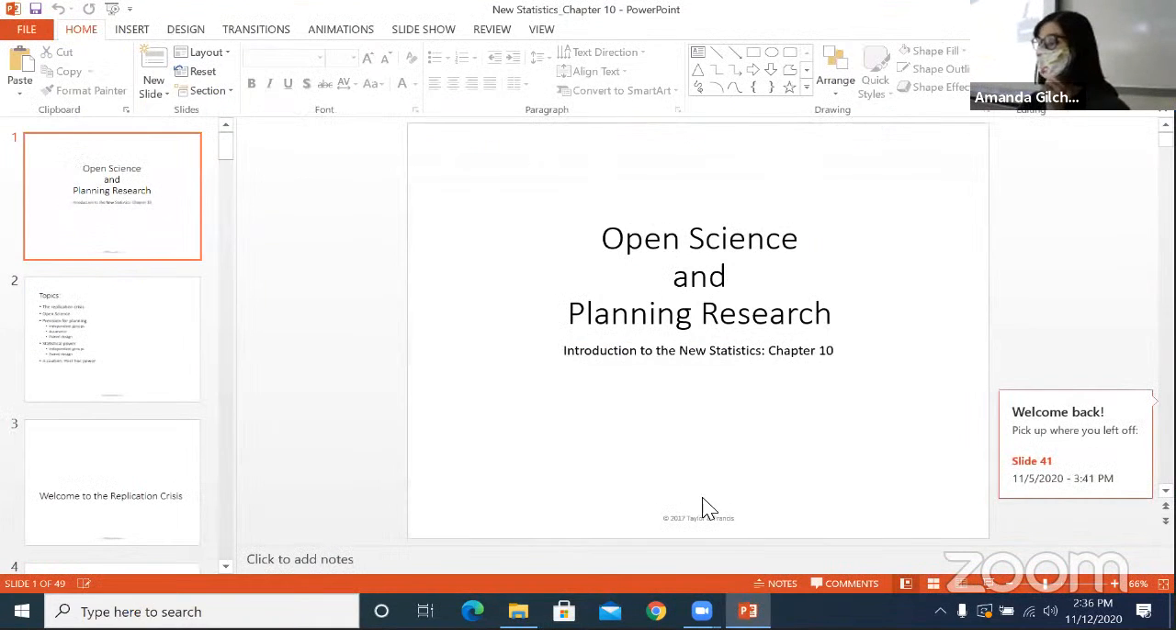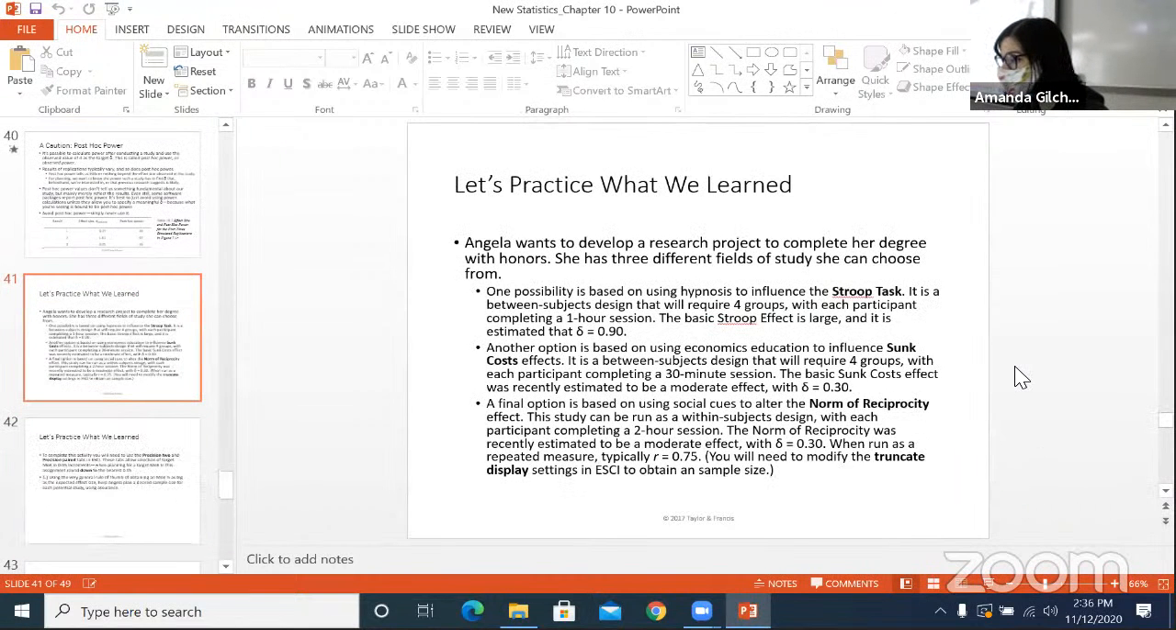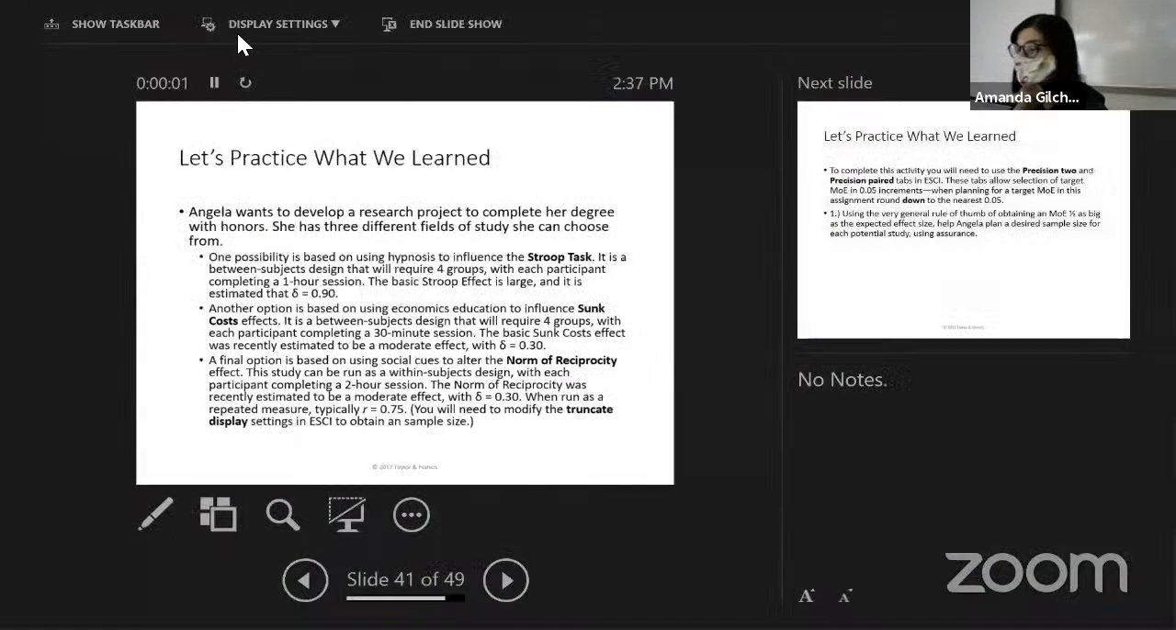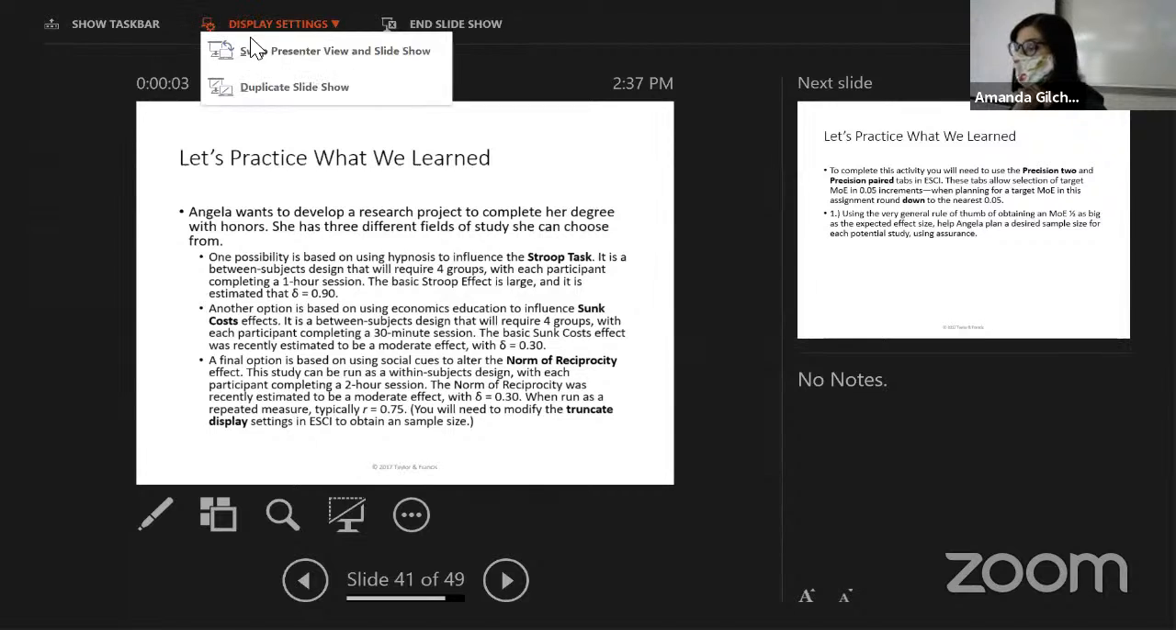So the last time that we were here, we were talking about precision for planning and basically the idea that you have to think very carefully about what kind of study design you want, how many people should be in your study and things like that. So I want to walk through an exercise, so we'll have an opportunity to really practice what we've learned with our precision for planning.